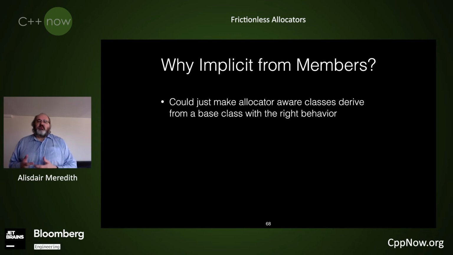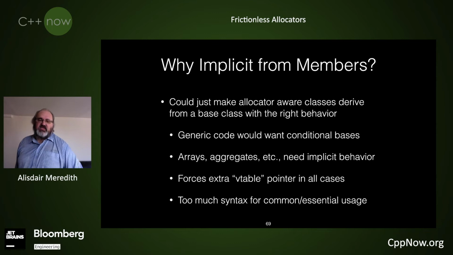So why do we want to be implicit from members? That's a really novel change in the language. Couldn't we just make allocator aware classes derived from a base class that has the right behavior? A more traditional virtual functions inheritance kind of scheme. Well, if we went this way, things become complicated very quickly. Generic code is going to want to have conditional bases to say, is the thing I'm working from allocator aware? I don't want that funky base class, but if I am allocator aware, I now need to derive from that base class. And I don't want people getting into that kind of metaprogramming.